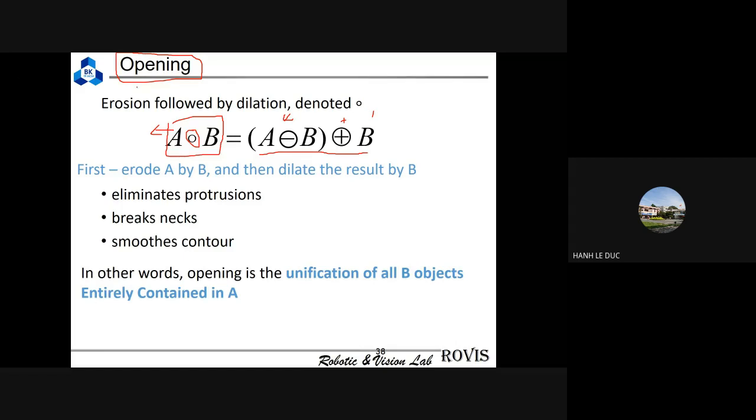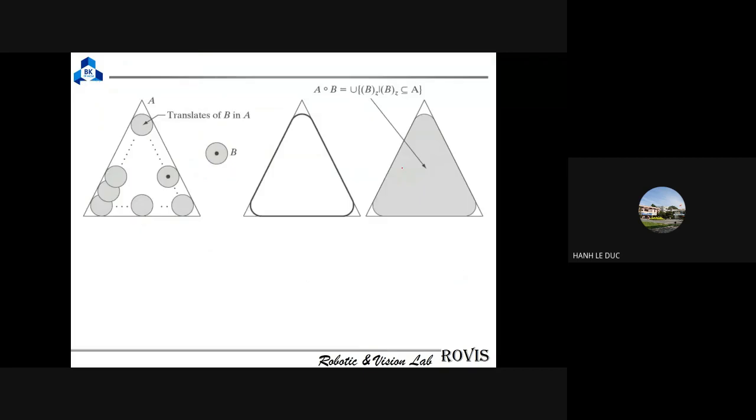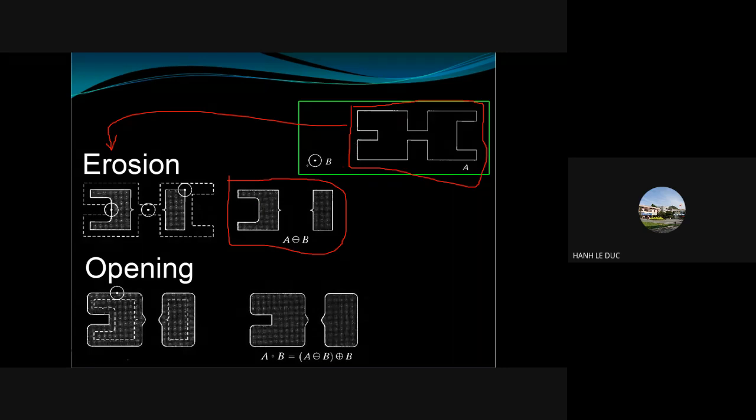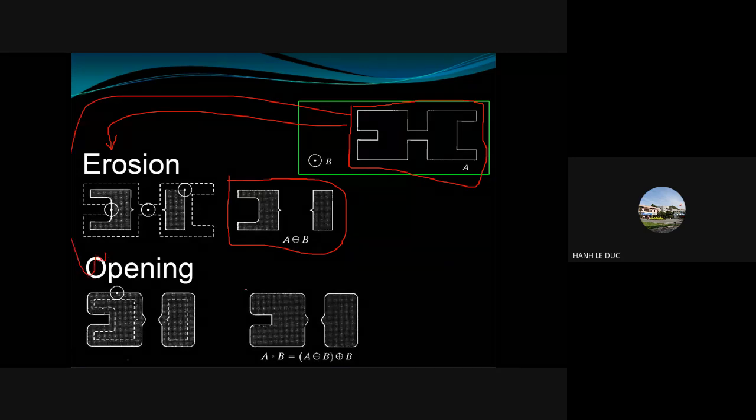So what is the function of the opening? Eliminate protrusion, break the neck, smooth contour. So let's see the result. For example, I have a picture like this, and I apply the erosion, and this is the result of the erosion. With the same picture and same kernel, I apply the opening, and this is the result of the opening.